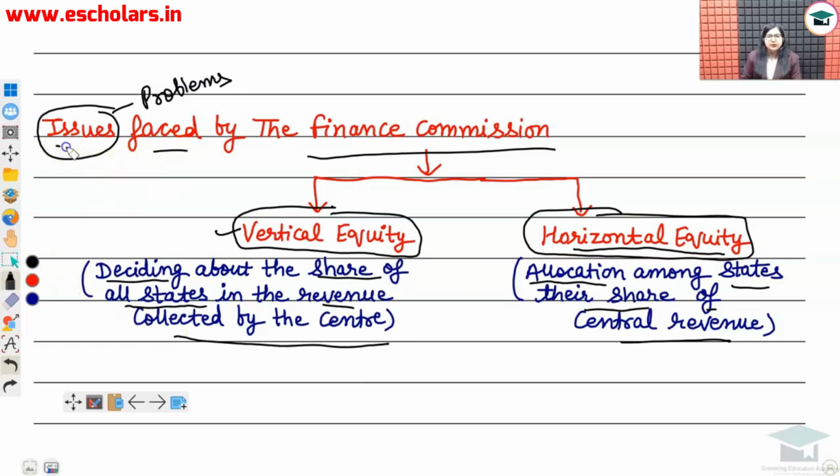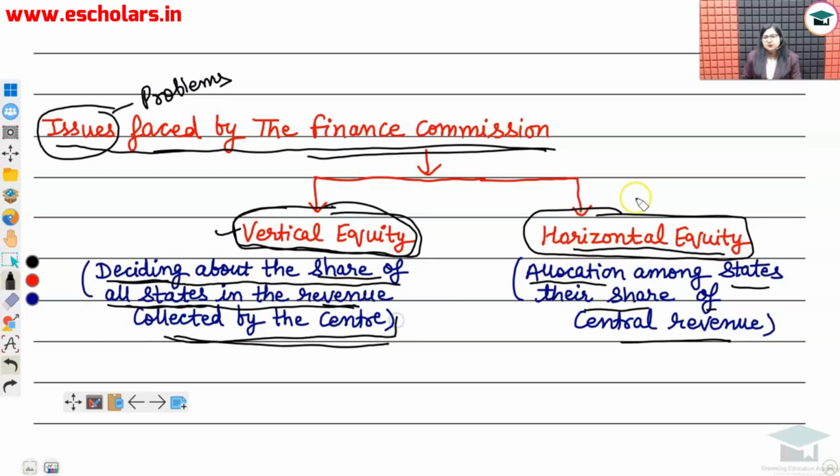So let's have a look. Issues faced by the Finance Commission. Vertical equity, that is deciding about the share of all states in the revenue collected by the center. Next is horizontal equity, that is allocating among states their share of central revenue.